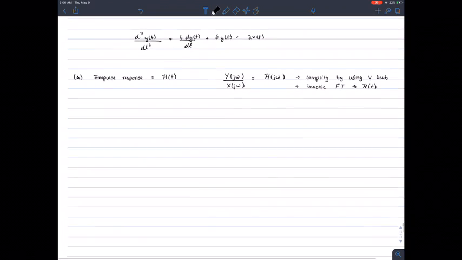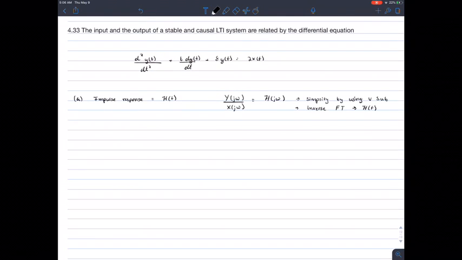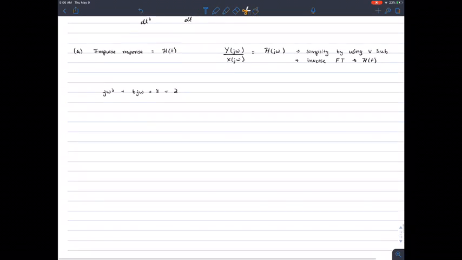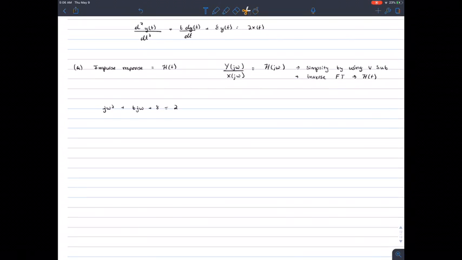So let me go ahead and show you how you even go about touching a differential equation. So this first part is just going to be turned into j omega squared plus 6j omega plus 8. That's going to be equal to 2. Okay? So, actually, I'll clarify more on that so you're not confused.